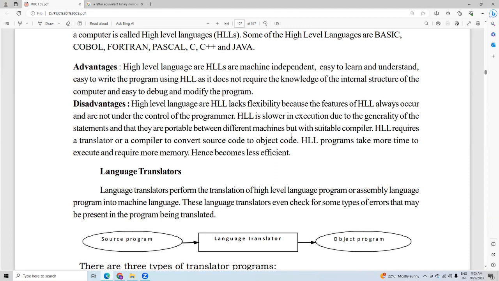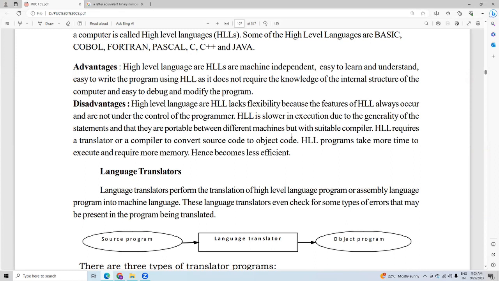See, as I said, in one model of the computer, when you write a high level language program, it can be executed on all machines, but conditions apply. What is that? In all those different models of the computer, there must be a suitable compiler. That means if the program developed in Windows, if I want to execute it on an Apple laptop, directly it will not work. There we need a suitable compiler.